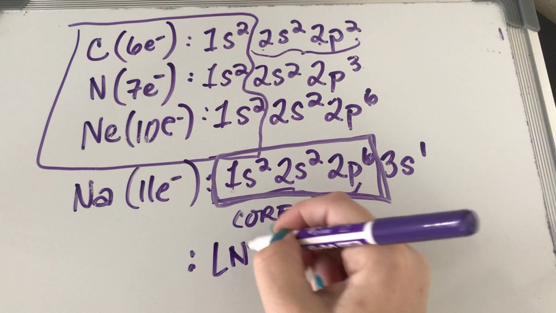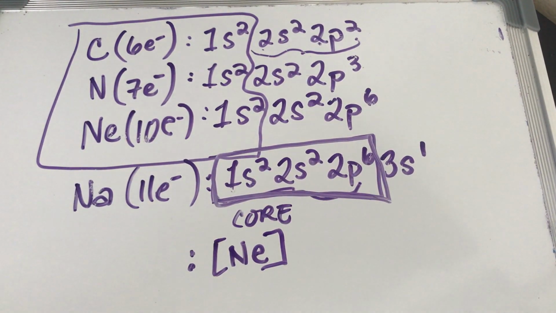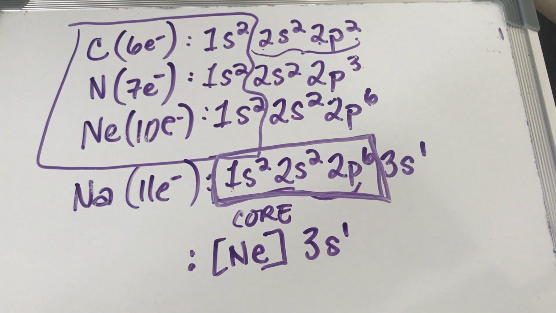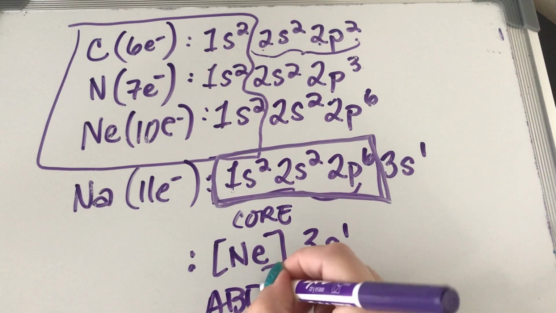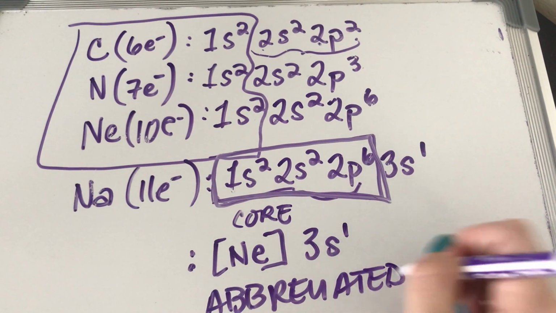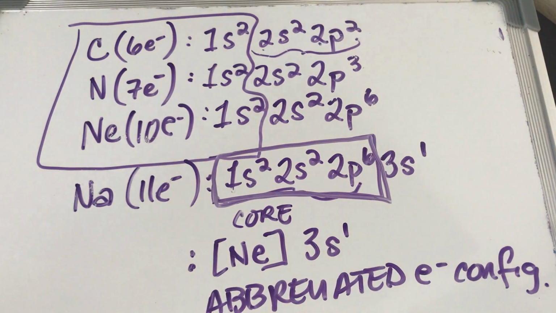So we write as an abbreviation neon in brackets, and we just write the valence electrons outside. This is called the abbreviated electron configuration.